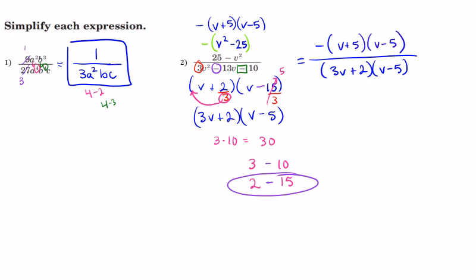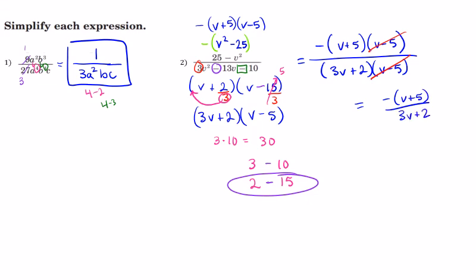All right, so now we can actually see what factors we have, right? So we can reduce by common factors. So here the common factor is v minus 5. So we can divide by those. And then what we have left on top is negative v plus 5. And then the bottom 3v plus 2.